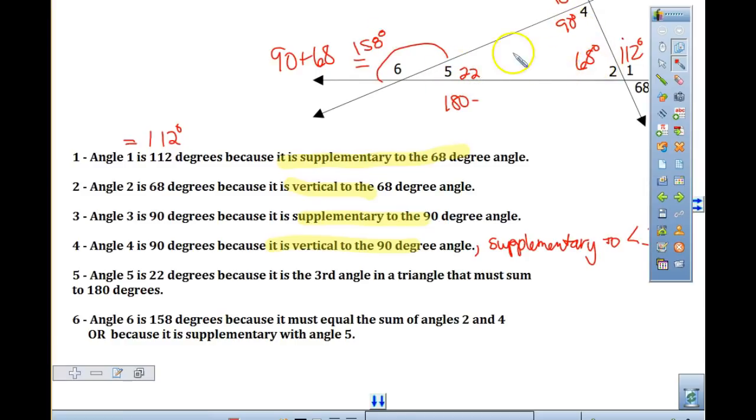Could you have added these two and subtracted that 158 to get the 22 first? Yeah. The nice thing about it is that if you add the two alternate interior angles of our triangle to get this exterior one, what you're going to find is that those two will always add. This 158 is the same as adding these two angles.